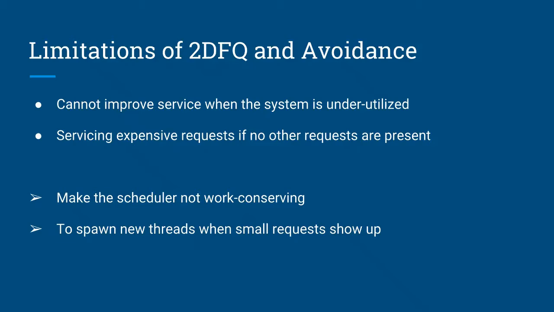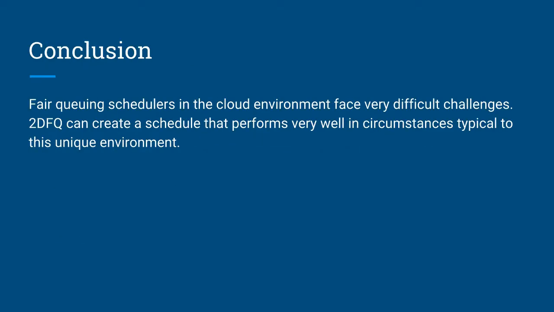So there are ways to avoid this. One way is to make the scheduler not work conserving by allowing threads to remain idle despite the presence of queued requests. Another option is to allow a variable number of worker threads and to spawn new threads when small requests show up. This would oversaturate the CPU, and thus slow down the already running requests, but it would allow small requests to finish faster. But this would incur additional overhead costs from context switching.